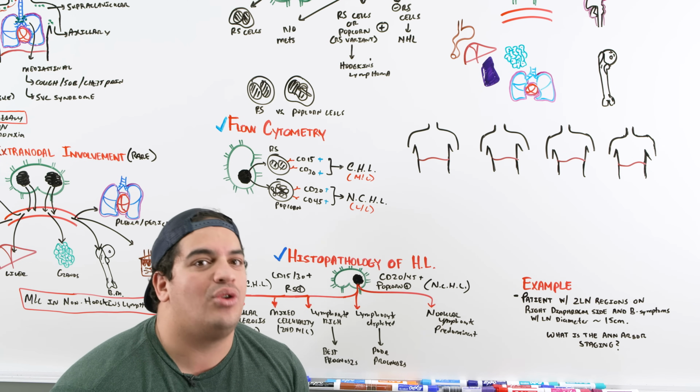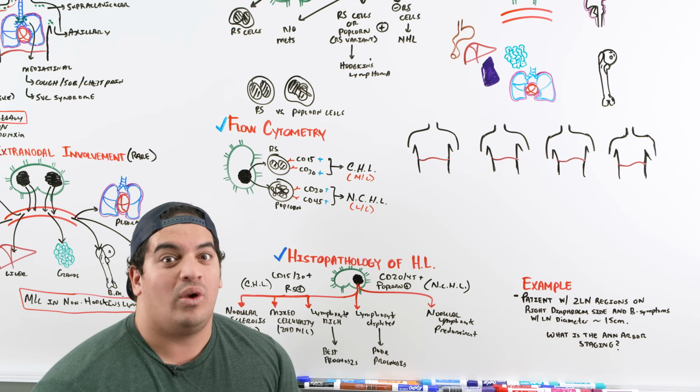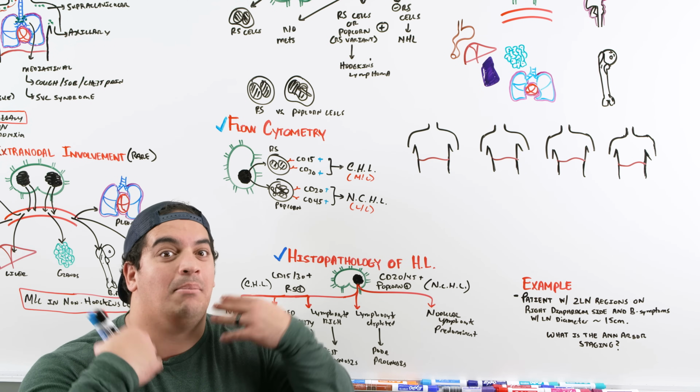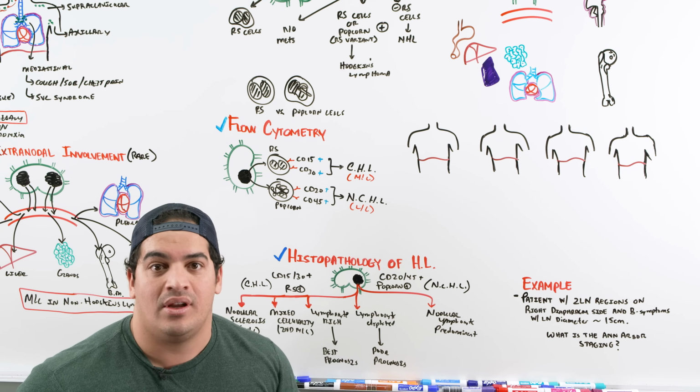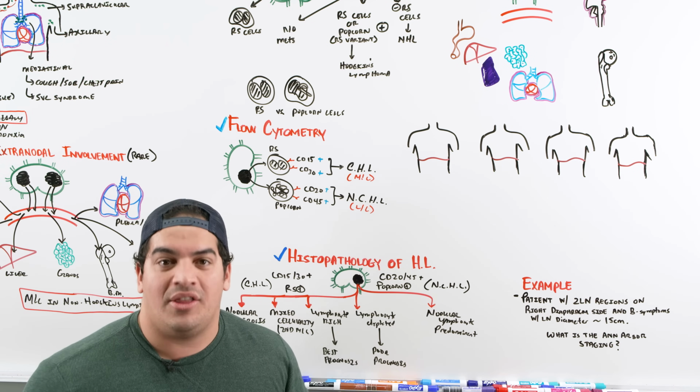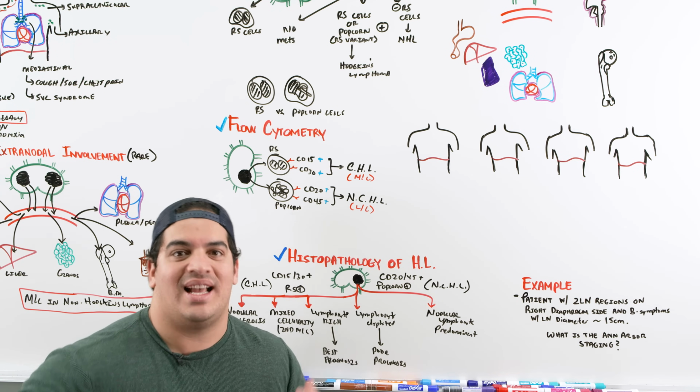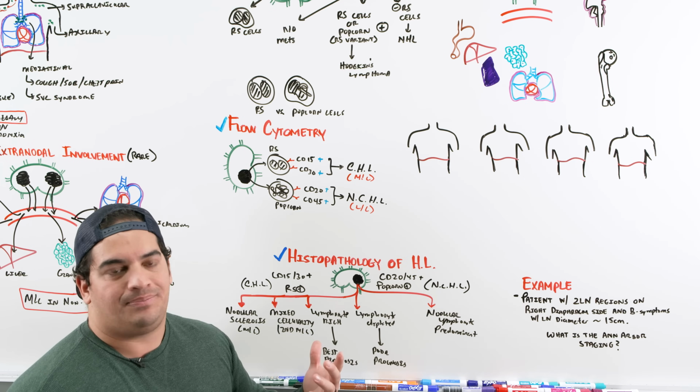Did they have extranodal involvement? Are they really, really important? Are they involving multiple different lymph nodes? Are they spread everywhere around the body? How big are these lymph nodes? Because that's the next part. So then we go into staging.